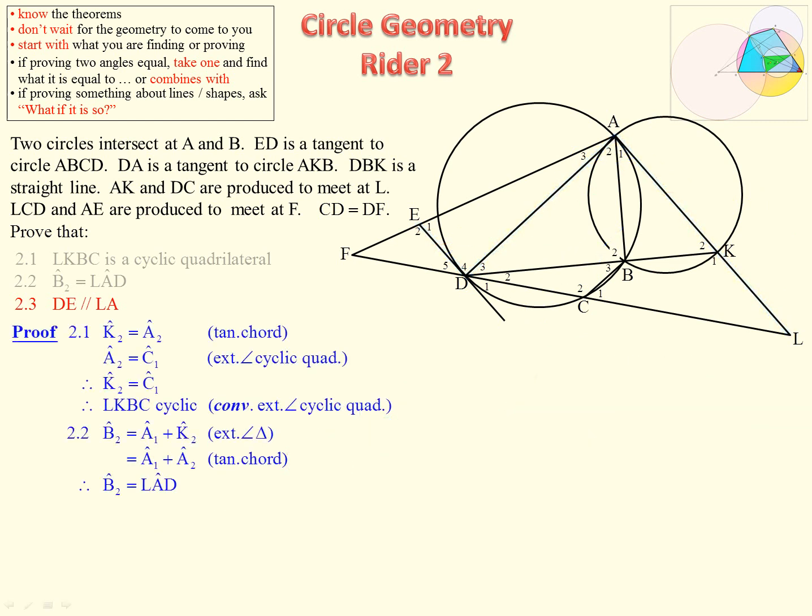So, our proof. D4 equals B2, tan chord. B2 equals A1 and 2, and that's proven. So D4 equals B2, which equals A1 and 2, so we now have D4 equal to A1 and 2. And those are alternate angles, so therefore the lines must be parallel, because we have alternate angles which are equal.